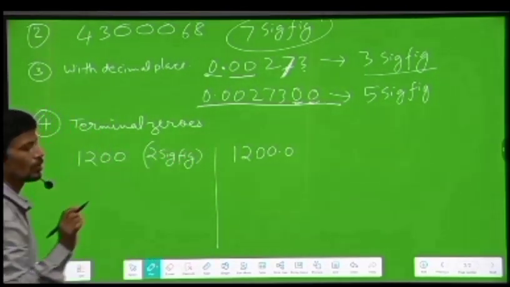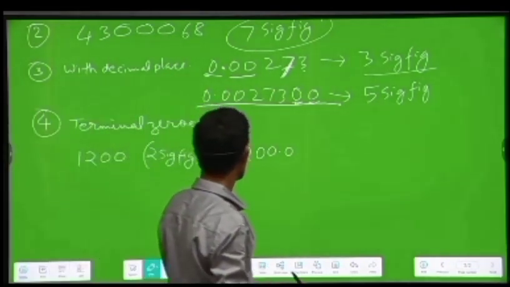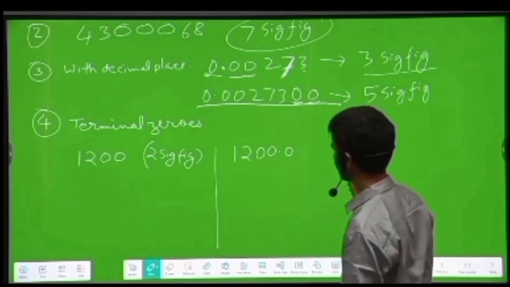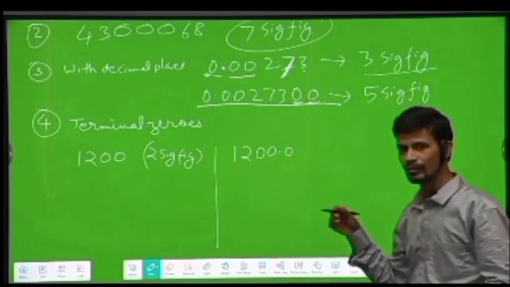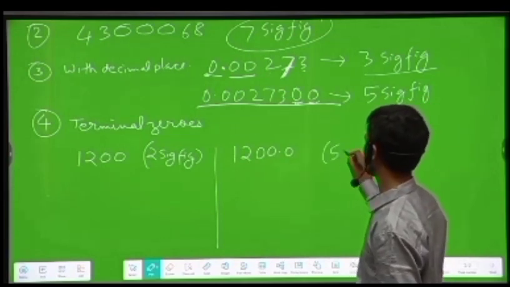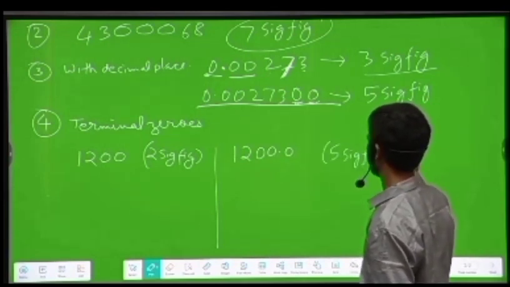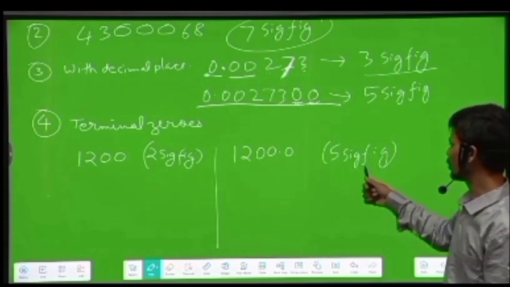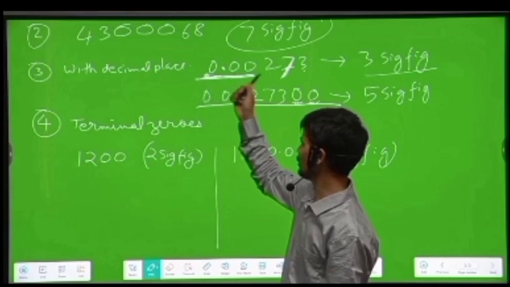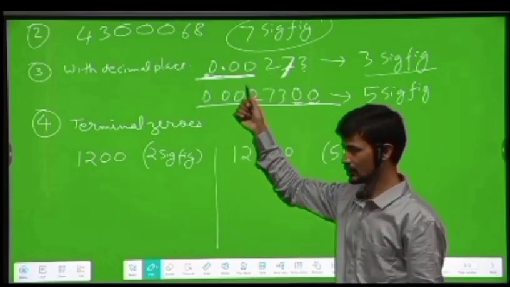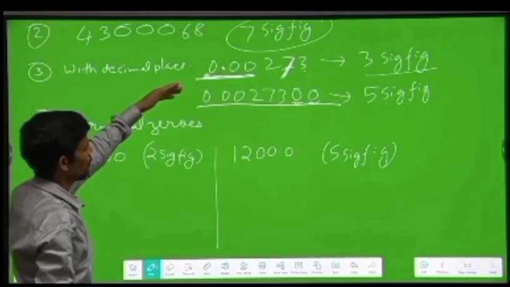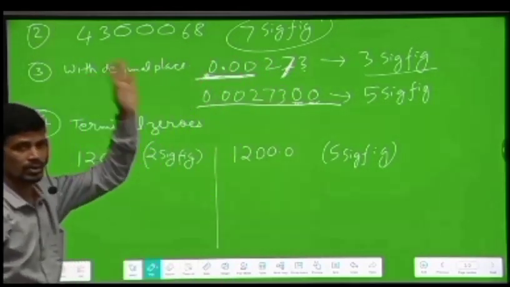Terminal zeros are not considered significant. But here, if a decimal place is given, then all the trailing zeros, whether they are before the decimal point or after the decimal point, are significant. So here we have 5 significant figures. Now, some people might contradict it with this. Here you can see there is no non-zero number in front of the first non-zero number, so this number is less than 1. In such numbers, the first non-zero number is the most certain number.